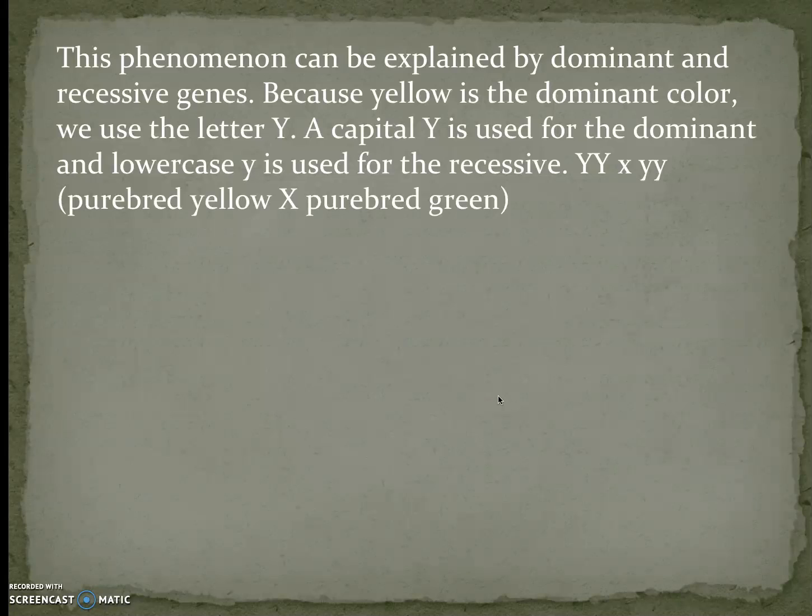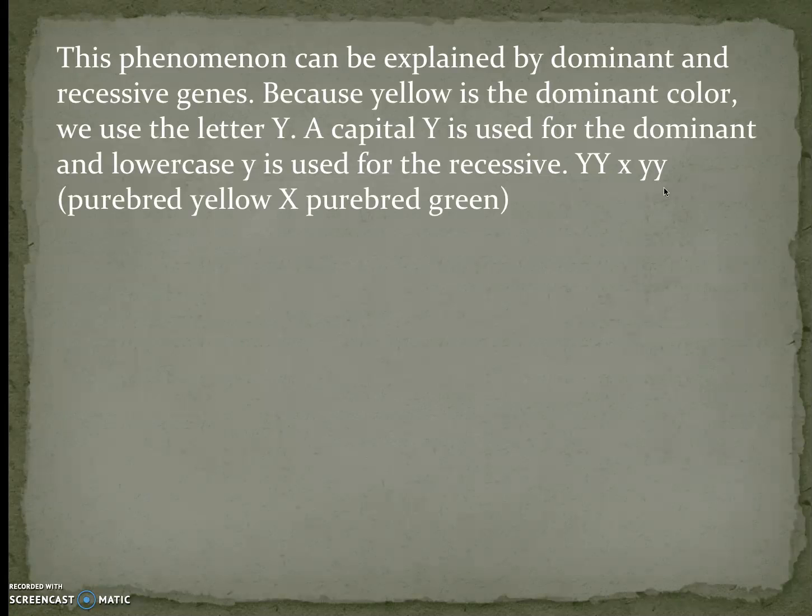Because yellow is the dominant color, we use the letter capital Y. The capital Y is used for the dominant and lowercase y is used for recessive. Anytime you do dominant and recessive, you always use the letter of the dominant, and the dominant is always the capital. The lowercase is always the recessive. So here we have a purebred yellow with the capital Y, and purebred green with the lowercase y. This does not show any yellow at all because it does not have the capital Y or the dominant trait in it.